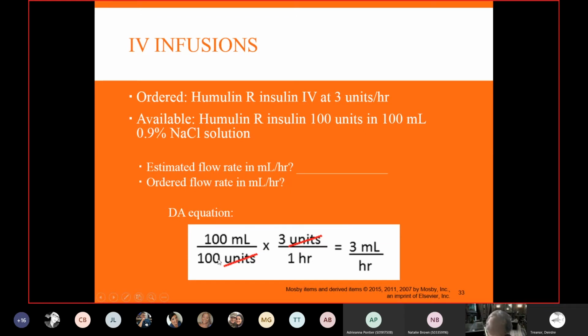So if this was 0.5 units, or 50 units per 100 mLs, it'd be no, that wouldn't be. Yeah, that's right. 50 units per 100 mLs would be the 6.